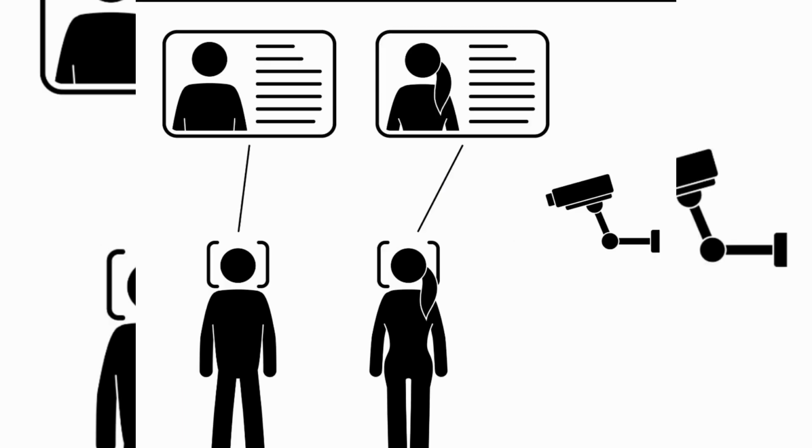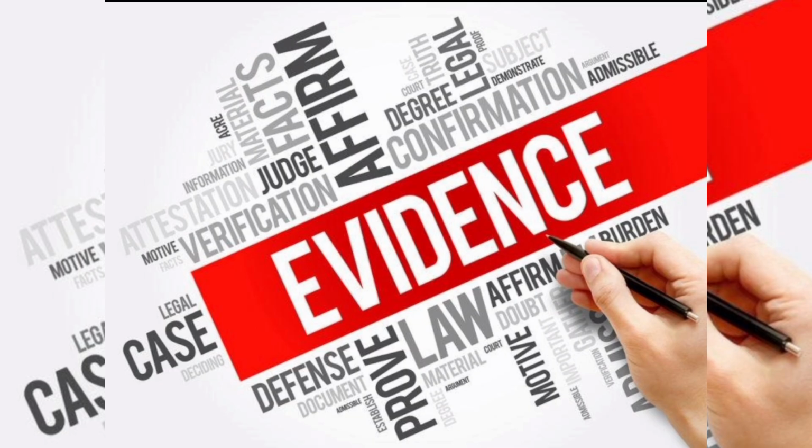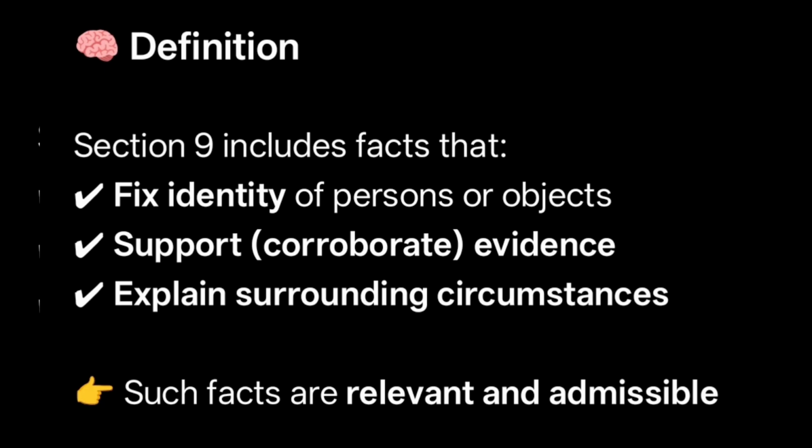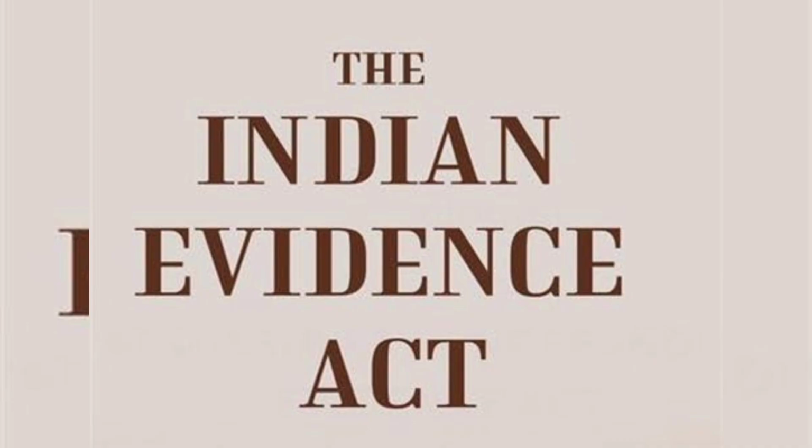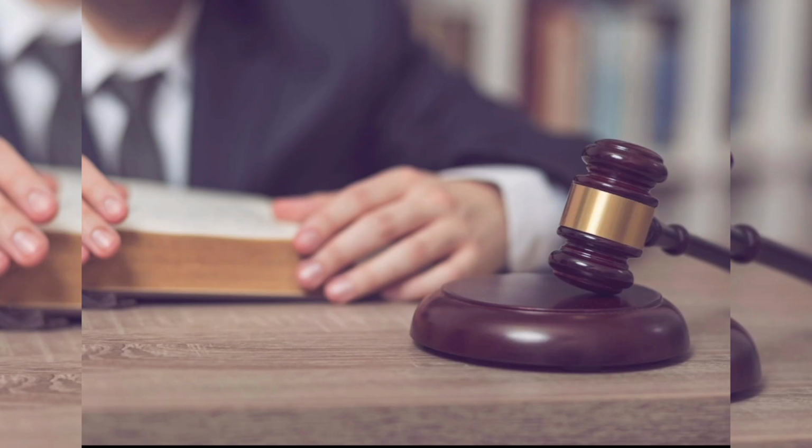Another example, the test identification parade conducted 3.5 months after the dacoity took place. It would be wrong to convict the accused on single testimony. Vakil Singh versus State of Bihar, 1981 BLJ 462.